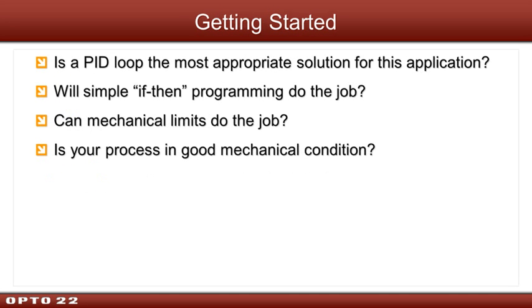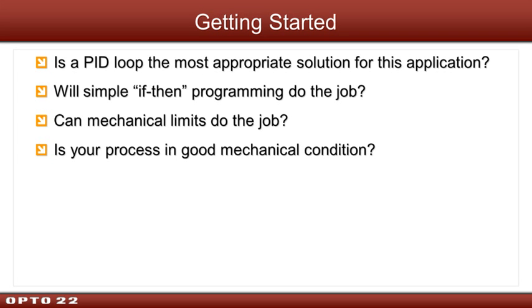So let's get started. One of the very first questions that seems to get overlooked a little bit when setting up a PID for the first time, and I think the very first question you have to ask and answer, is: is a PID loop really the most appropriate solution for your application? PID loops have been around for a long time, PID controllers integrated into PLCs and PACs, and so often it just becomes accepted that, well, we'll just put a PID onto it. But I think it's worth taking a moment to step back and say, is that the most appropriate solution? Can some simple if-then programming do the job?